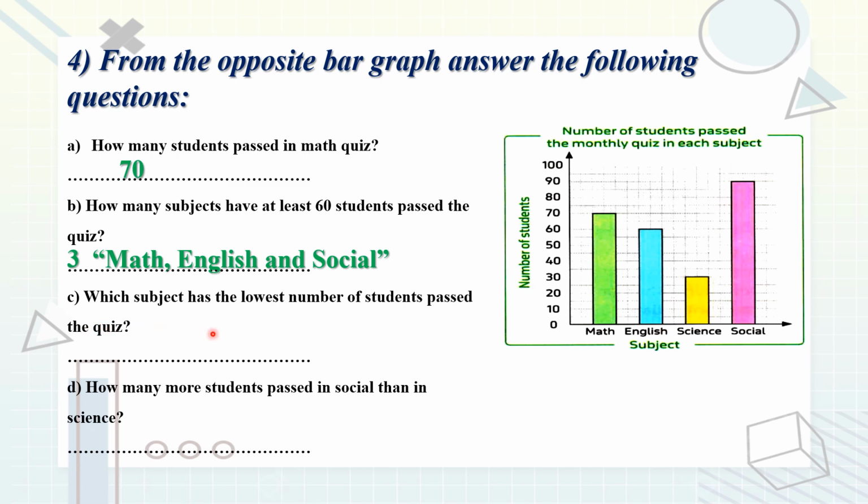Let us see which subject has the lowest number of students who passed the quiz, which is clear from the bar graph, which is science. So the subject with the lowest number of students who passed this quiz is science. And how many more students passed in social than in science? In social we have 90 students and in science we have 30 students. So if we subtract 30 from 90, we will get 60 students more in social.